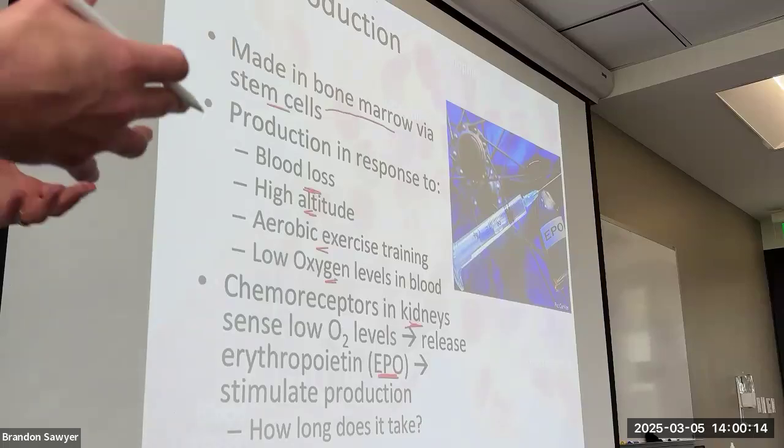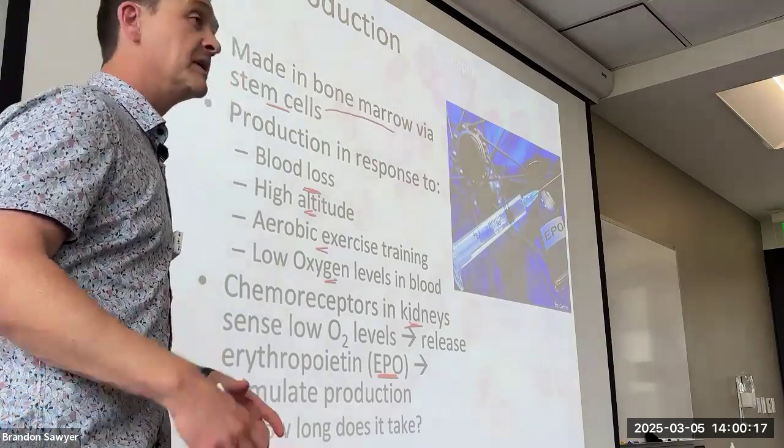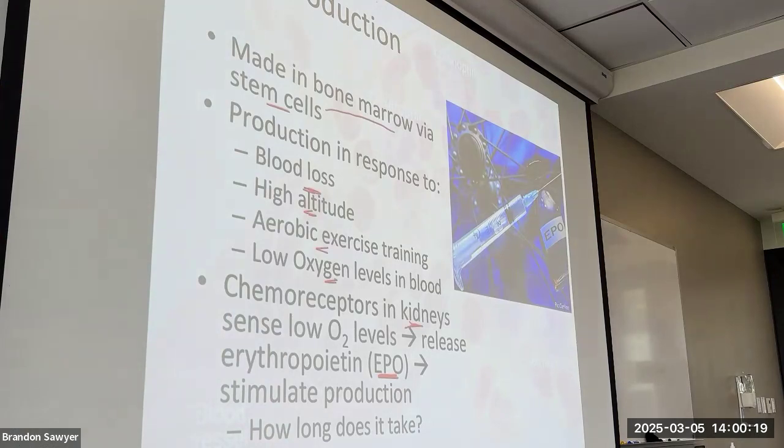But this process takes a while. It takes 2 to 3 months to get our red blood cell production back up to where it was when we've lost a lot of blood, right? So when you give blood, you have to wait at least 8 weeks, depending on the type of blood donation that you do.